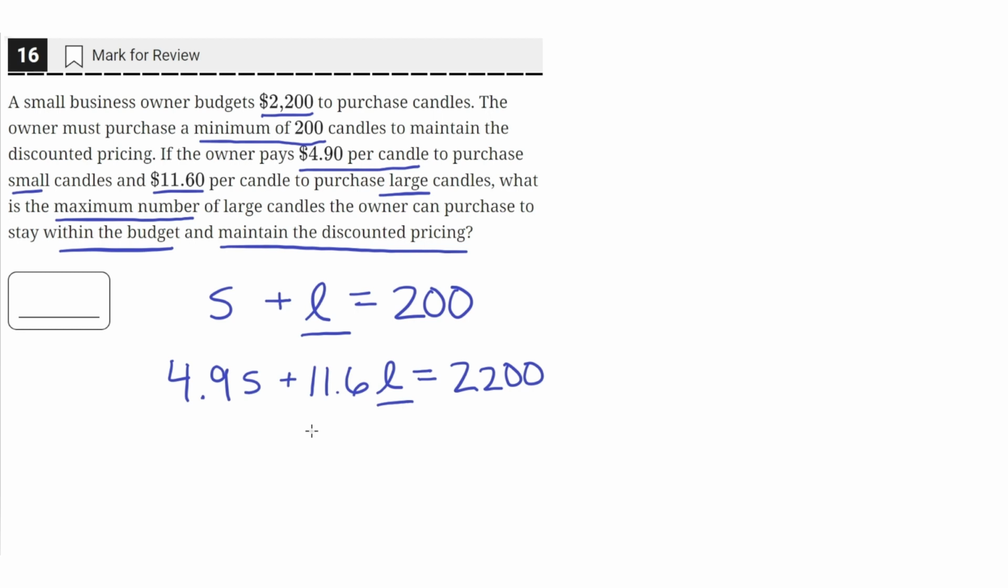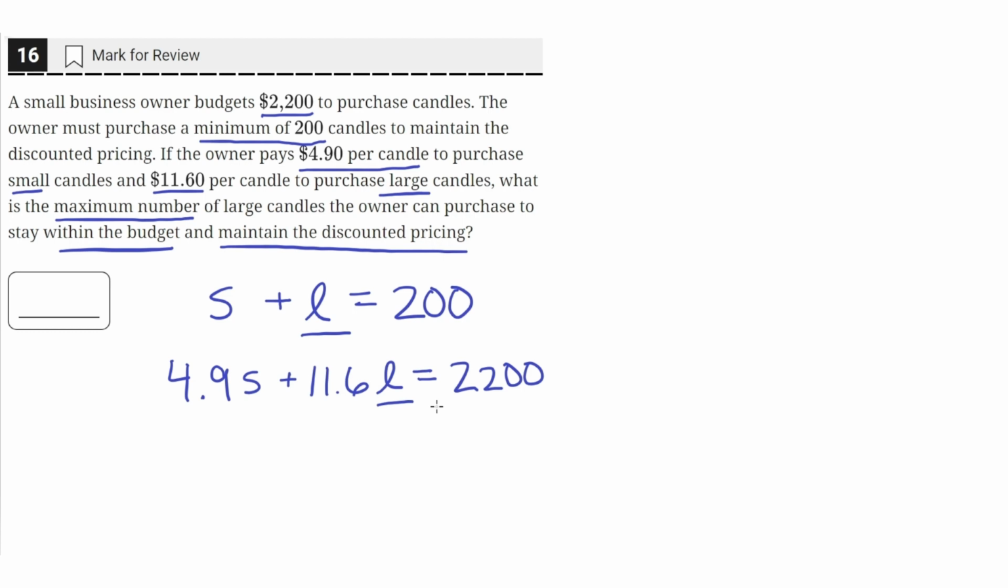So there are obviously other combinations of S and L that would be below 2,200 and above 200 candles. You could just increase the number of small candles. This would keep you above the 200 candle minimum, whilst reducing the number of large candles so that you can stay within the budget. But by setting them equal to these two quantities, we can find the maximum number of large candles that we can purchase.